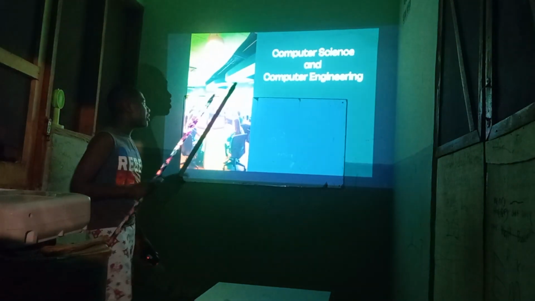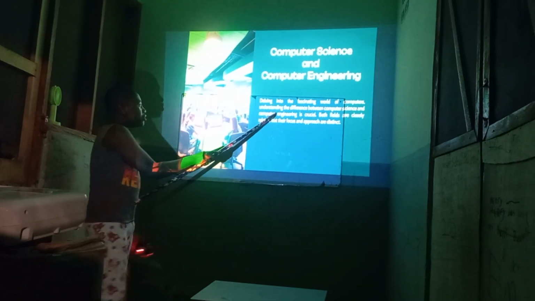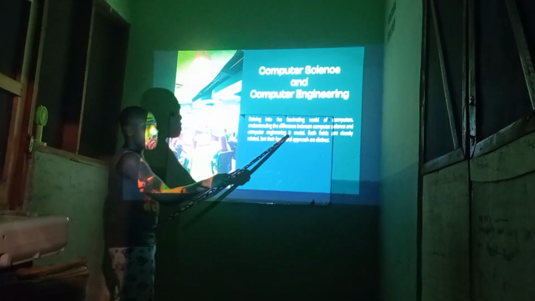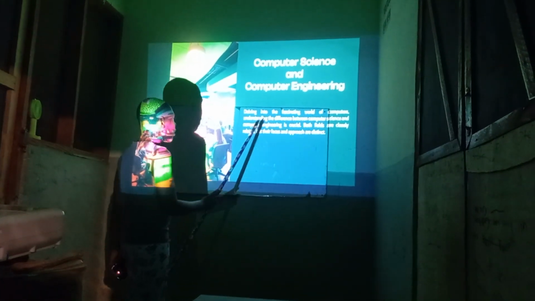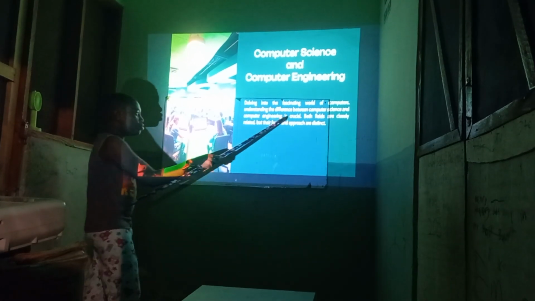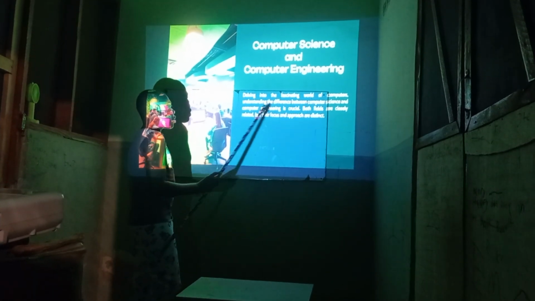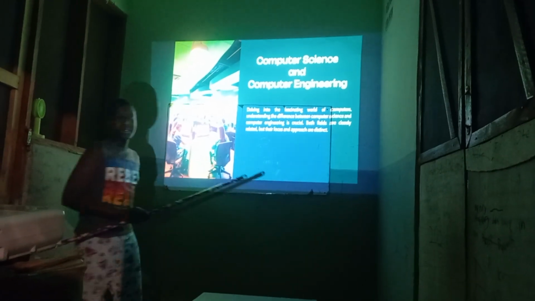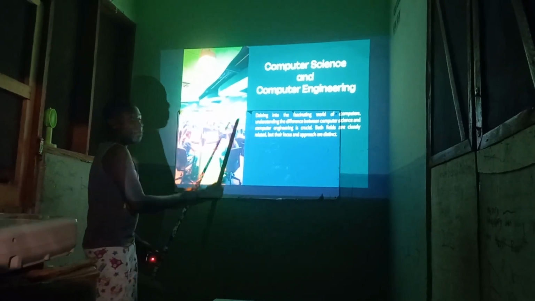Computer science and computer engineering. Delving into the fascinating world of computers, understanding the difference between computer science and computer engineering is crucial. Both fields are closely related, but their focus and approach are distinct. This is a brief on what we are going to be talking about.